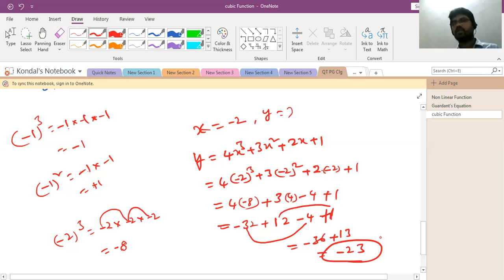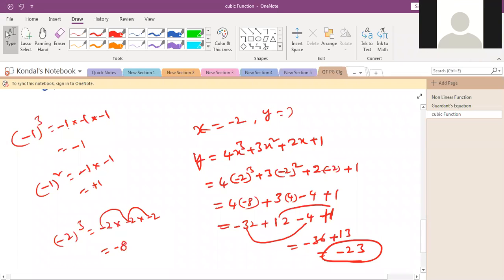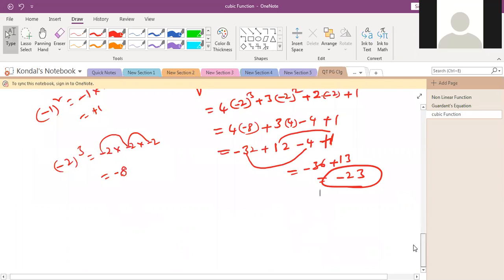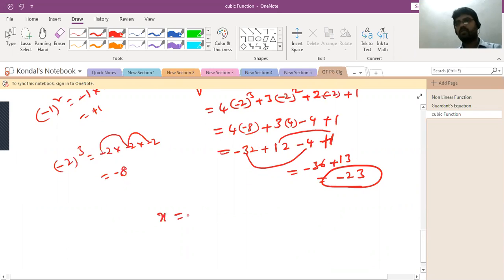Have you understood that? Yes, sir. Here, same thing, if x is equal to 3 also, you will get it. Meanwhile you can do it: if x is equal to minus 3, y is equal to how much? You will get around y is equal to minus 86.